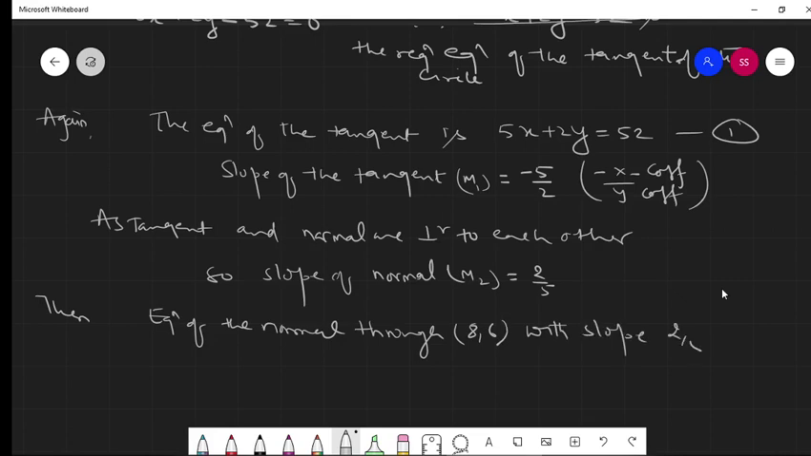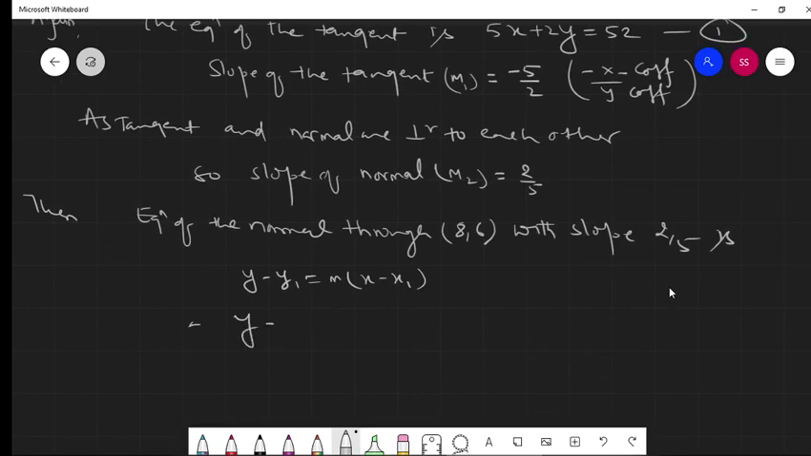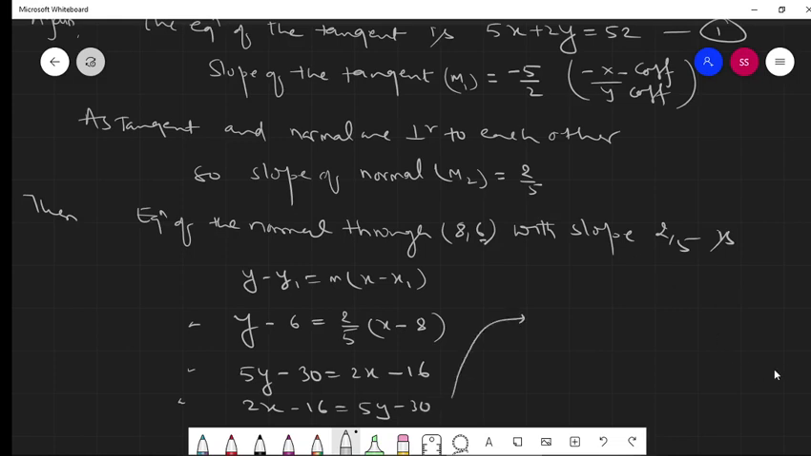With slope m, the equation is y minus y1 equals m times (x minus x1). So y minus 6 equals 2 by 5 times (x minus 8). By cross multiplication, 5y minus 30 equals 2x minus 16, or 2x minus 16 equals 5y minus 30, so 2x minus 5y equals, it becomes, plus minus 14.